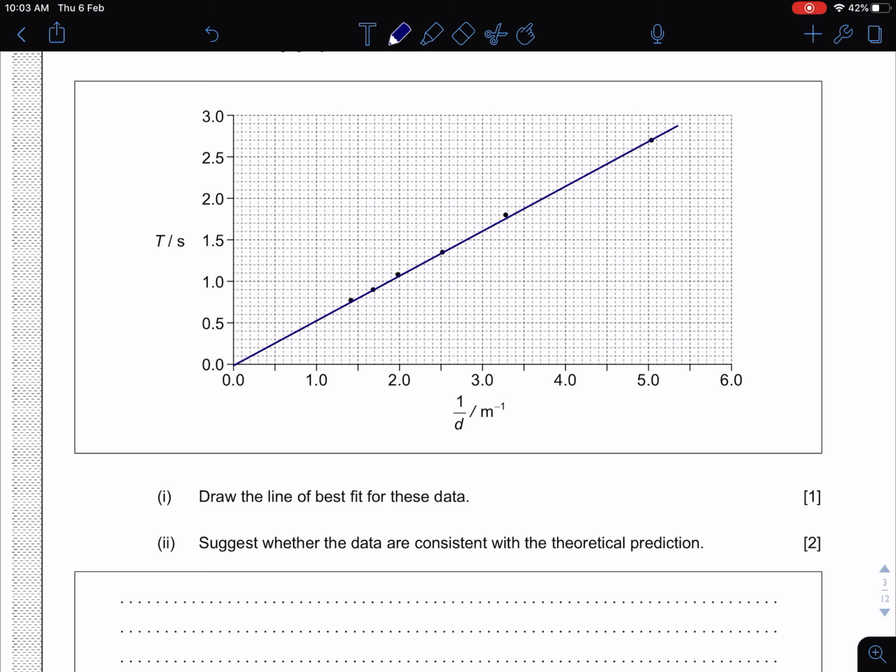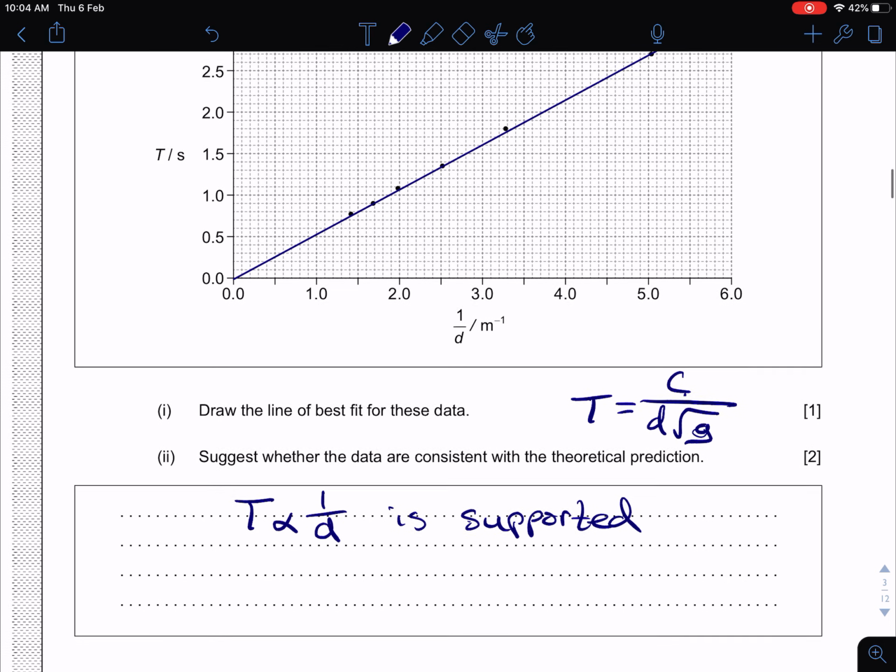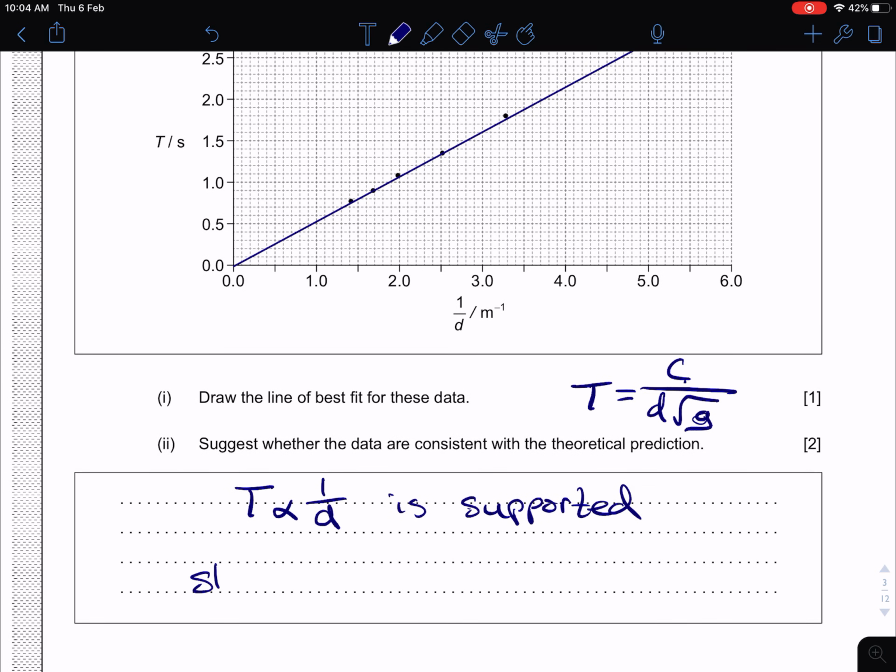Well, the theoretical prediction from the other page was T equals C over D root G. Which is saying that if C is a constant and G is gravity, so that's a constant, then T is proportional to 1 over D. That is supported by this graph because it's saying that T is directly proportional to 1 over D, which is shown by the graph because it is a straight line through the origin.